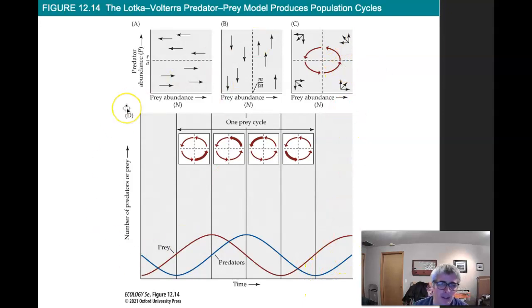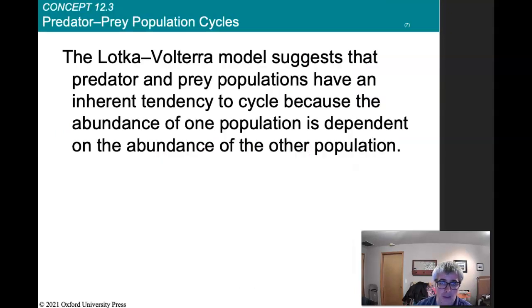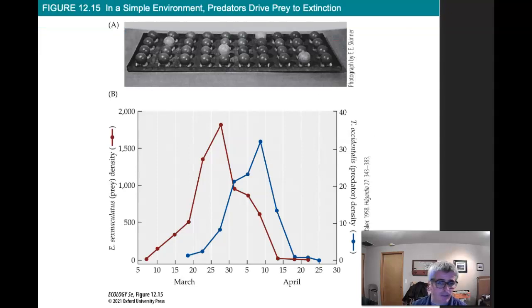It's a complex figure, so sit with it for a minute and just think about it. These are kind of compensation points, zero growth lines. Don't get too caught up on isoclines, but it's zero population growth for the prey, zero population growth for predators. And so looking at Lotka-Volterra can tell us that predator and prey populations have an inherent tendency to cycle because the abundance of one population is dependent on the abundance of the other. And there's these kind of lag effects.